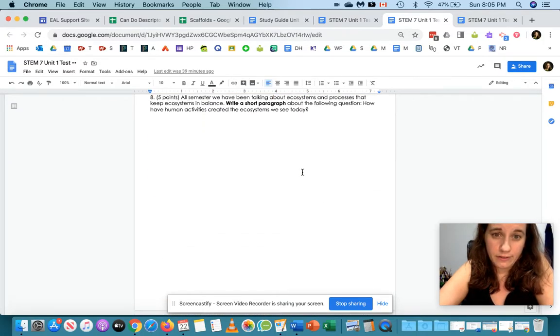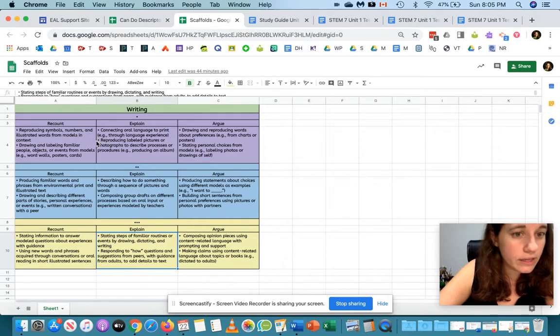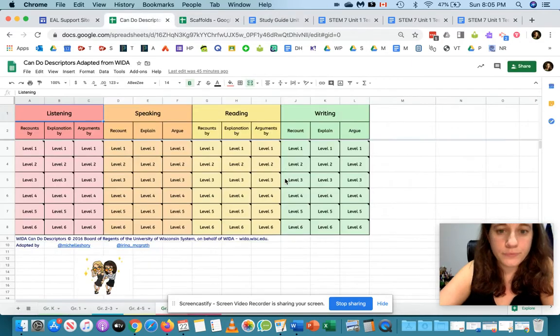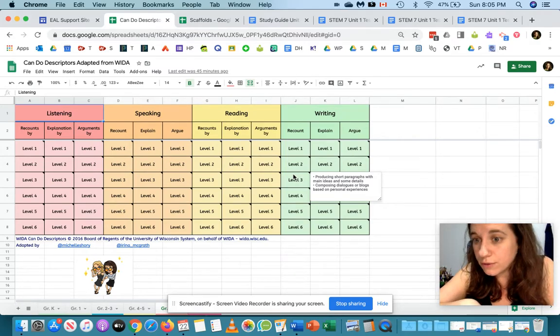This last one, for example, writing a short paragraph, we've asked all of them to do that. Again, we expect that students are able to write paragraphs at that level. So I think that was at the level 3. Producing short paragraphs with main ideas and some details. So we can expect all of the students to do that. The quality of them, of course, will vary.